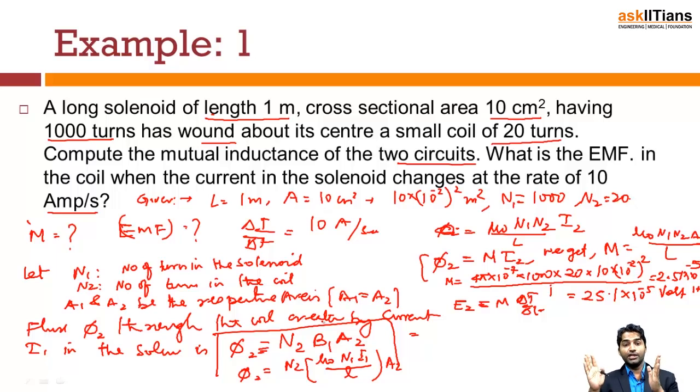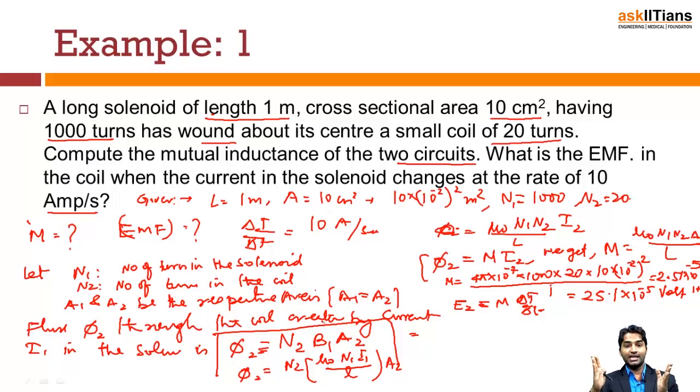We need to know that magnetic flux causes induced EMF. That would be the induced EMF across the secondary, which creates mutual inductance. So we can say phi is equal to M into I of the secondary. We can find M equal to phi by I, put the value of phi, and we get M. On substituting the corresponding values, we get the same answer, 2.5 into 10 to the power minus 5 Henry.